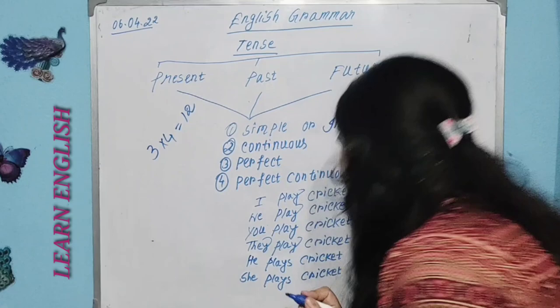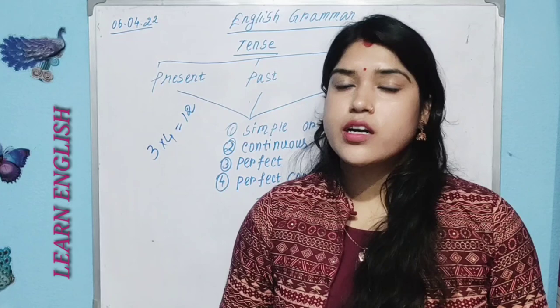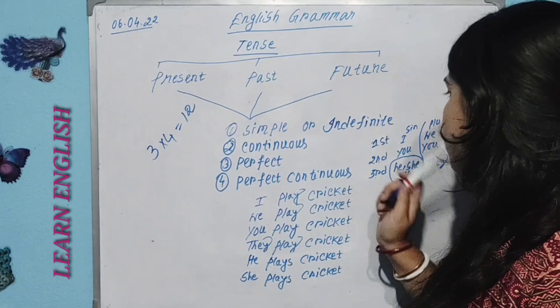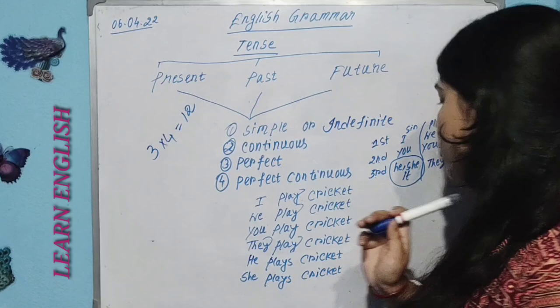Okay, understood. So when the subject is in third person singular number, we add s or es with the main verb. But other than this, in case of first person singular, first person plural, second person singular, second person plural and third person plural, we write the base form of the verb.